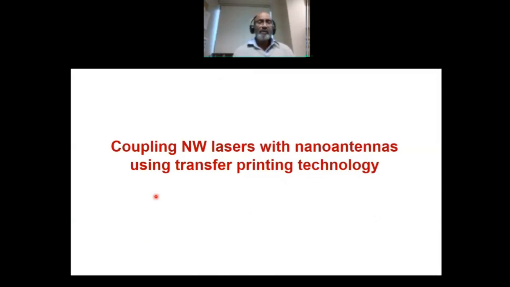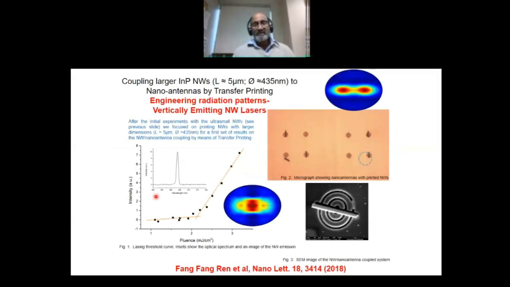So then I asked them, can you locate these nanowire lasers into nano antennas? Here is a case from the work of Professor Fang Ren. She's now at Nanjing University. She was in my group for some time, and she was working on these so-called terahertz metamaterials, for example.